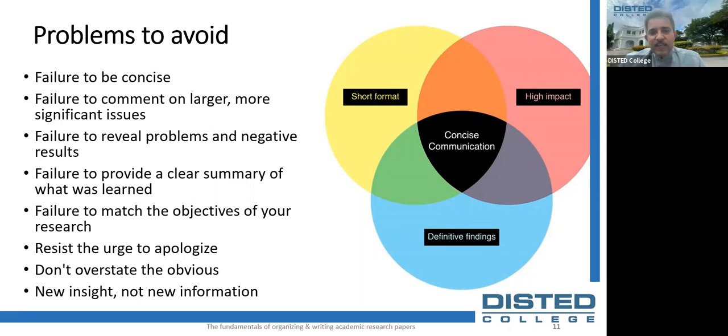Next, failure to reveal problems and negative results. So negative aspects of the research process should never be ignored. Your result can be negative, your outcome can be negative. Doesn't mean that you avoid discussing it. Problems, drawbacks, and challenges encountered during your study should be included as a way of qualifying your overall conclusion.